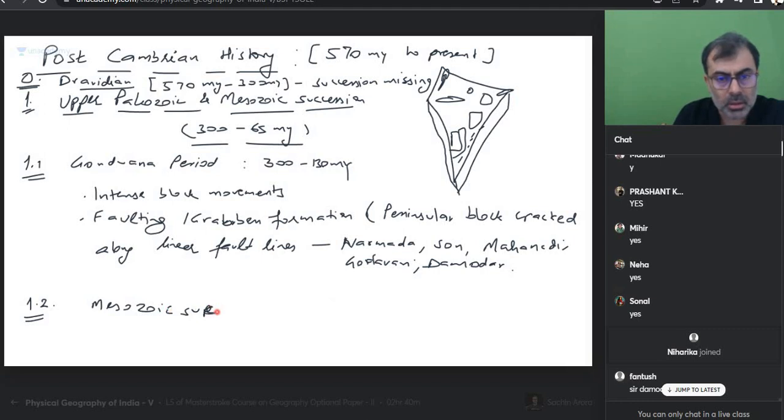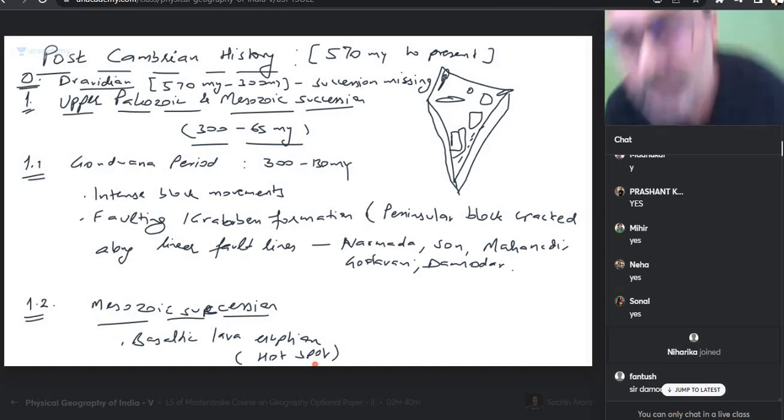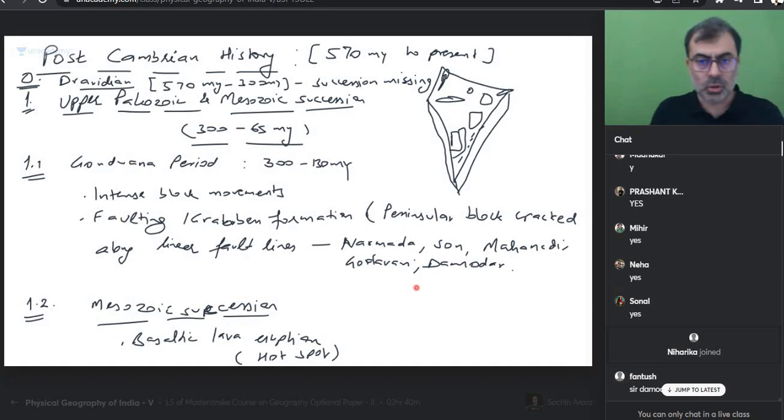Mesozoic succession, basaltic lava eruption, hotspot. Please write this and draw a map of India quickly. Next to this, draw a map of India. Everyone done? So let's draw a map here.